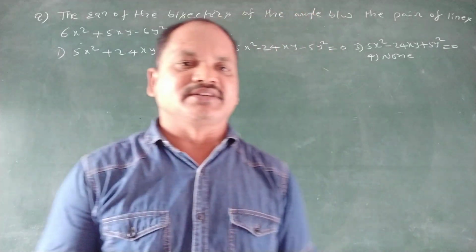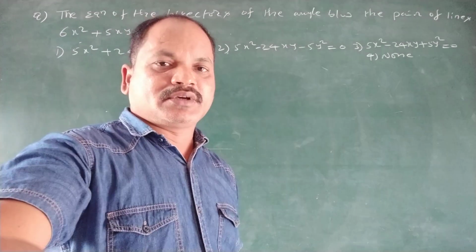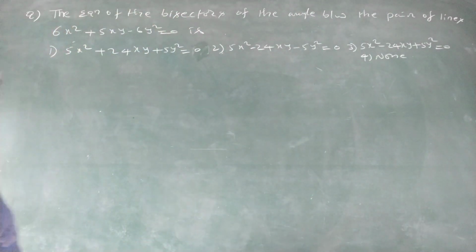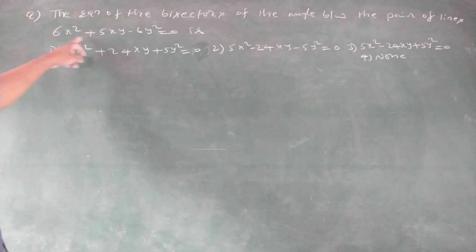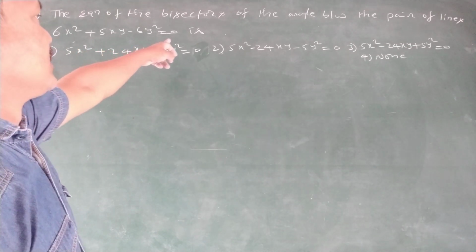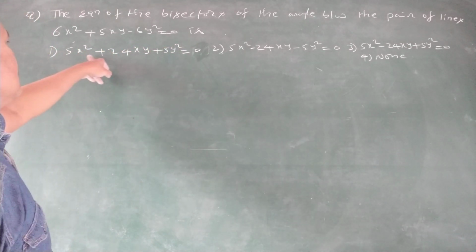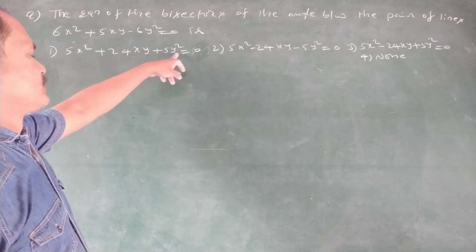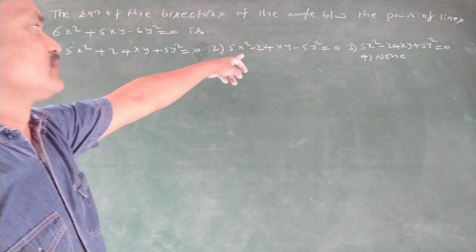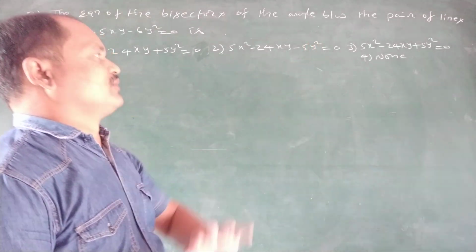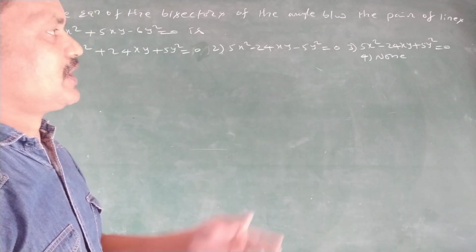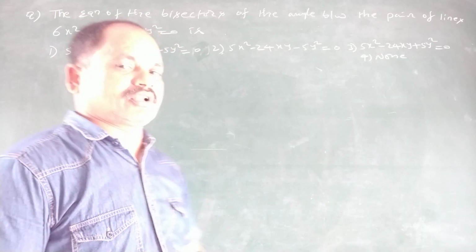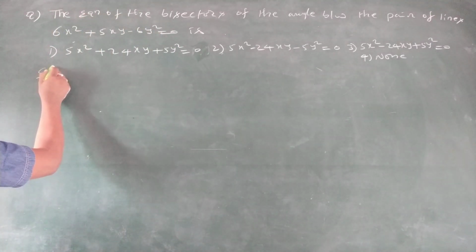Now the question: observe the pair of lines. The equation of the bisectors of the angle between the pair of lines 6x square plus 5xy minus 6y square is equal to 0 is: first option, 5x square plus 24xy plus 5y square is equal to 0. Second option, 5x square minus 24xy minus 5y square is equal to 0. Third option, 5x square minus 24xy plus 5y square is equal to 0. Fourth option, none of these. Now the solution for this one.